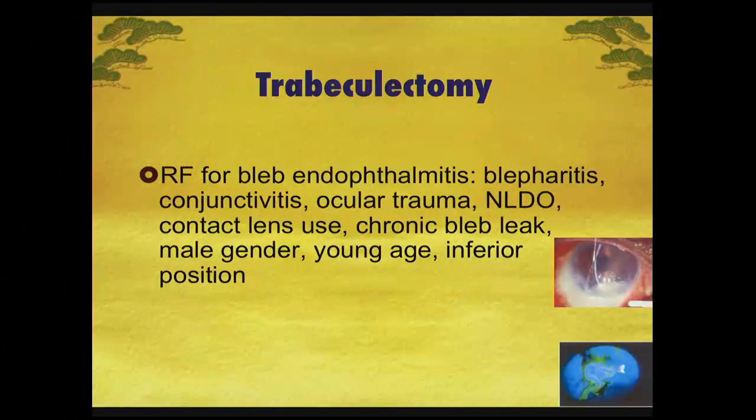The risk factors for bleb-related endophthalmitis are blepharitis, conjunctivitis, trauma, nasolacrimal duct obstructions, contact lens use. We really dissuade patients from using contact lenses after a trab, a chronic bleb leak, and then being male, young, or having the inferiorly located trabeculectomy.